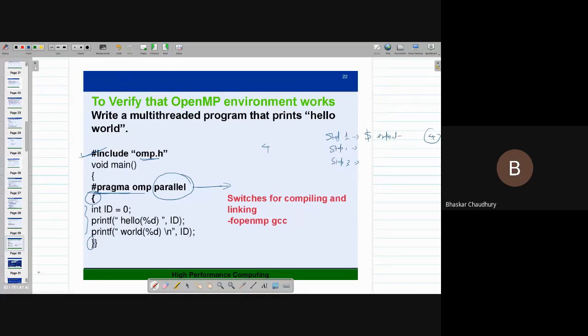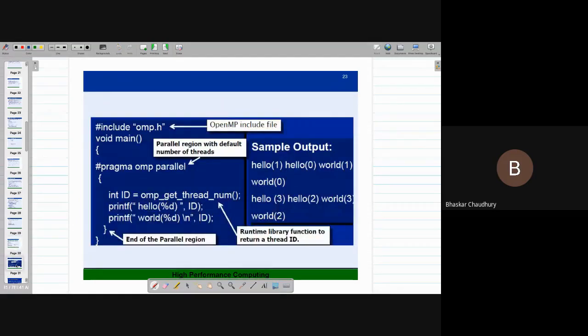Okay. Now let me make it a little bit more complicated. Again, the same program. First you have included the OpenMP header, omp.h. Again, the same thing, pragma omp parallel. So this has created the parallel region, between these curly braces. This is the end of the parallel region, and this is the start of the parallel region.